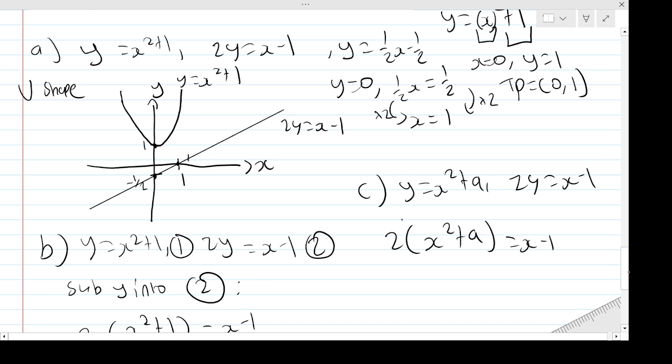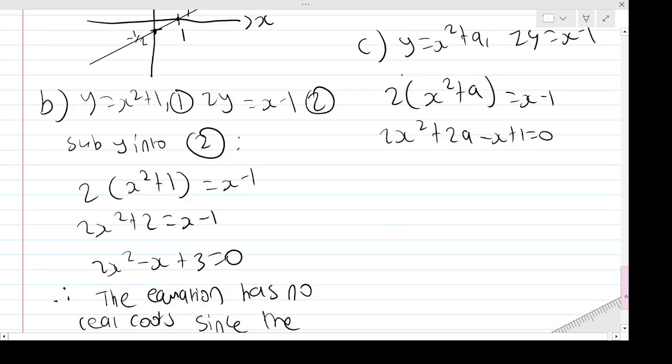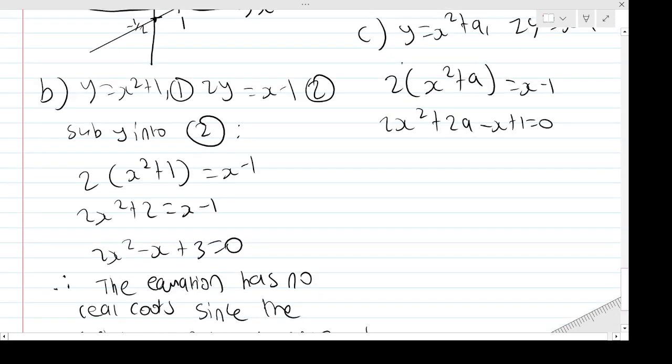There we are. Then I can expand it to get 2x squared plus 2A. And I'm going to move the right hand side to the left to get minus x plus 1 equals 0. Going to ever so slightly tidy this up, rearrange to get 2x squared minus x plus 2A plus 1. So it looks exactly like a quadratic form, right? Okay, so that's the equation we get.